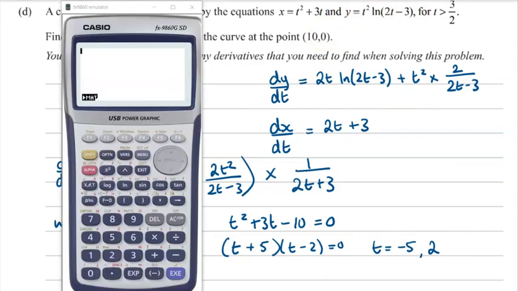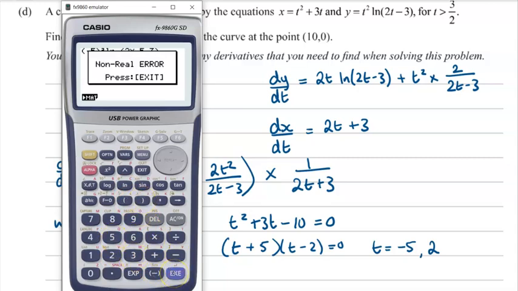So if we start off by trying out minus 5, let's put minus 5 into here. We would be doing minus 5 squared times by the natural log of 2 times minus 5 minus 3. We get a problem there because you can't do natural logs of negatives. So let's just double check it. Instead of doing minus 5, let's try the other value we had for t, which was 2.